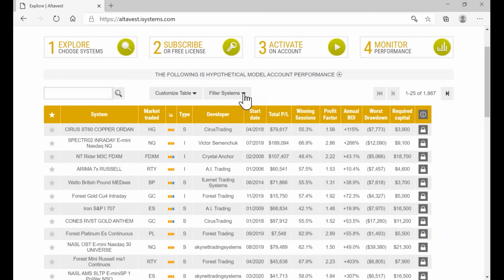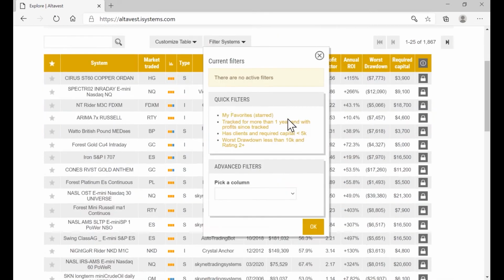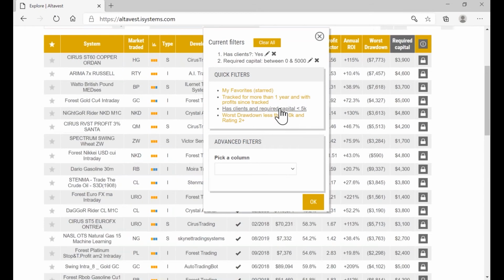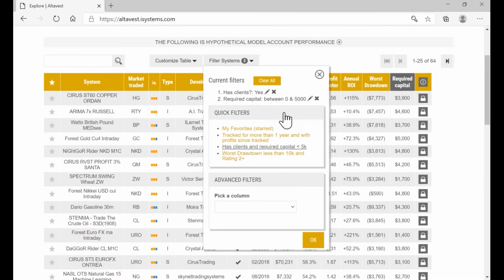Or you can just go use this filter tool. Now here are a couple of quick filters here that are very powerful, and a lot of people use these and I think it's effective. So how about this? You want to look at systems that have clients and each system is less than $5,000 to trade with. So let's use that as a filter. Now you can see there's 64 that meet that criteria.